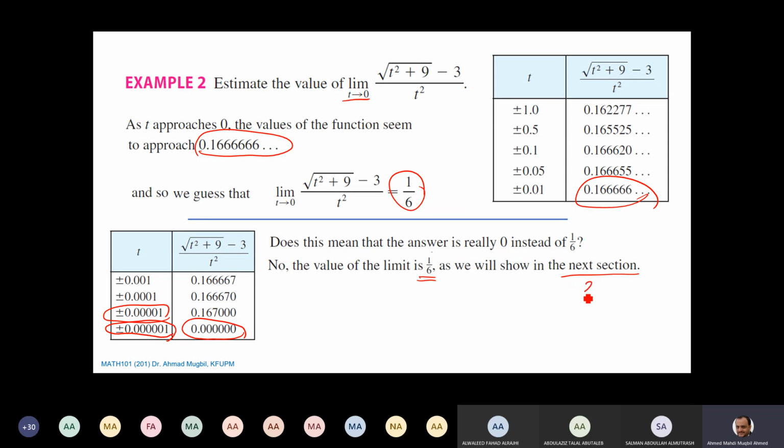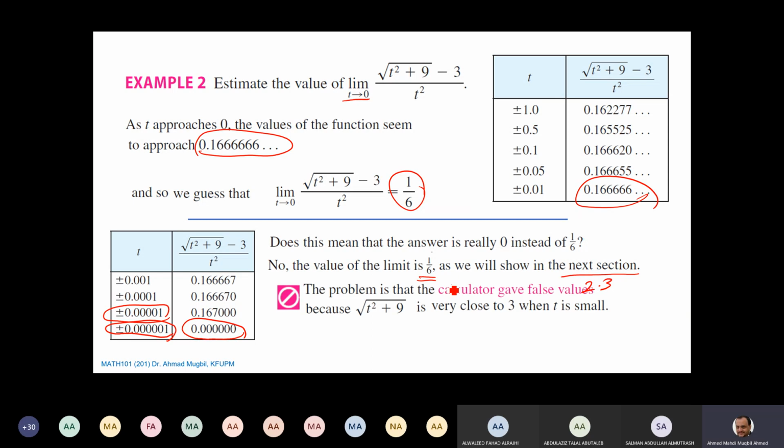We will see that in 2.3, ya shabab. So what is the problem? What happened? The problem is that sometimes the calculator gives false values. Why does it give false values here, for example? Because when you get very close to 0, this will be very close to 3, and this will be 0 over 0, and this will confuse the calculator. This is what happens when you are so close to 0. We have a 0 over 0 case, which sometimes will not be accurate when you use your calculator.